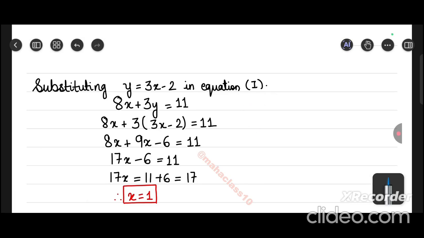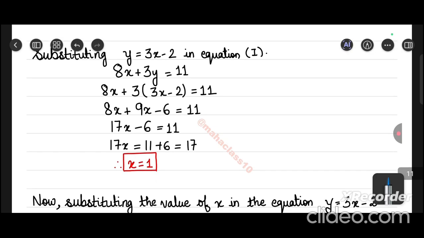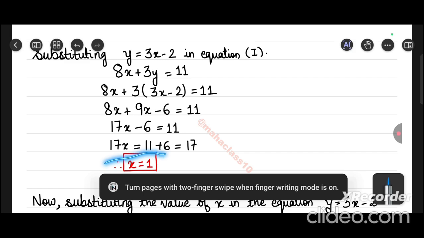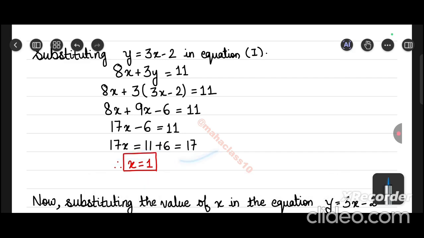Our first equation is 8x plus 3y equals 11. We put the value of y in the equation, so we get 8x plus 3 times (3x minus 2) equals 11. Solving the brackets, 3 times 3x is 9x, and 3 times minus 2 is minus 6. So we get 8x plus 9x minus 6 equals 11. 8 plus 9 gives us 17, so 17x minus 6 equals 11. So 17x equals 11 plus 6, that is 17. So x equals 1.